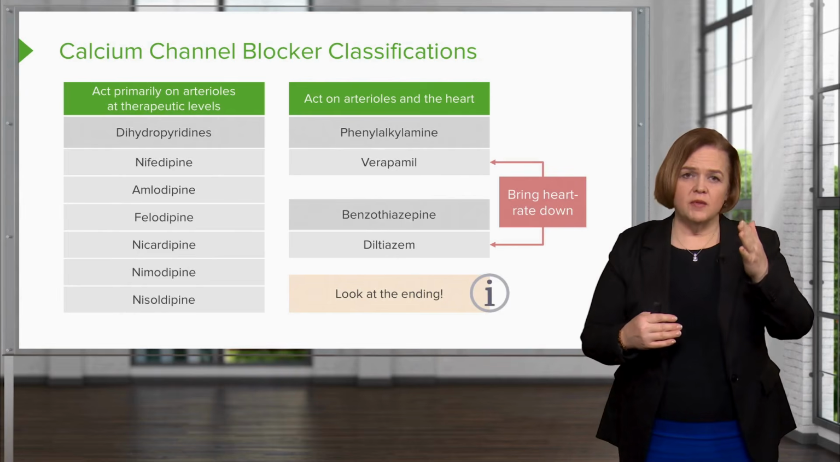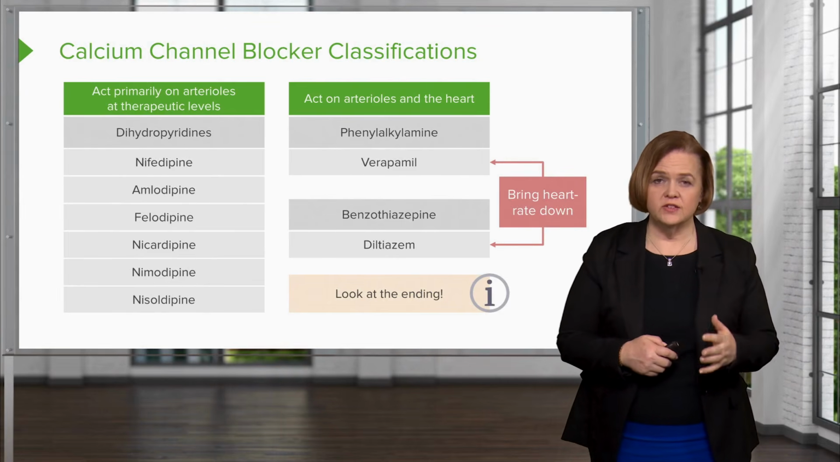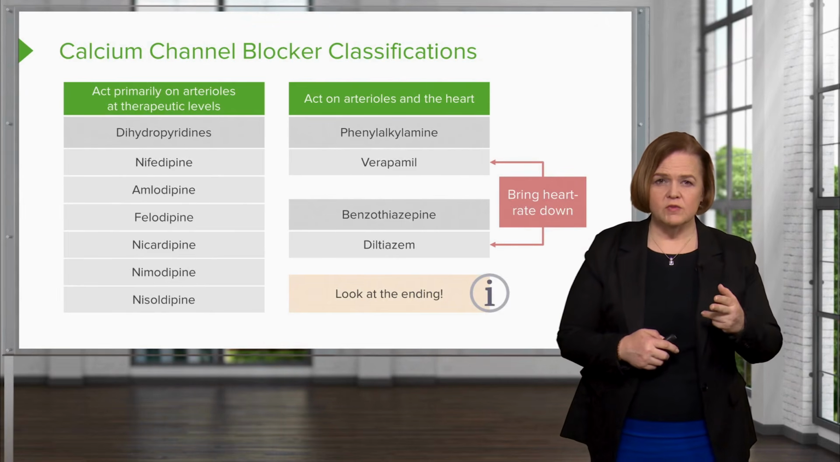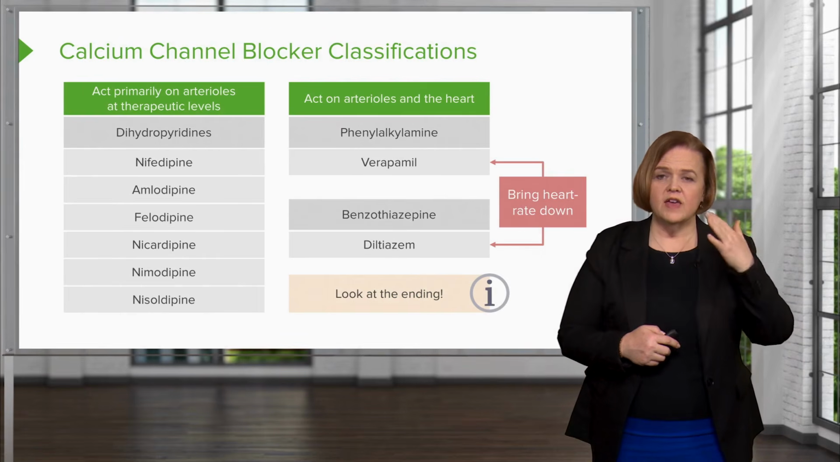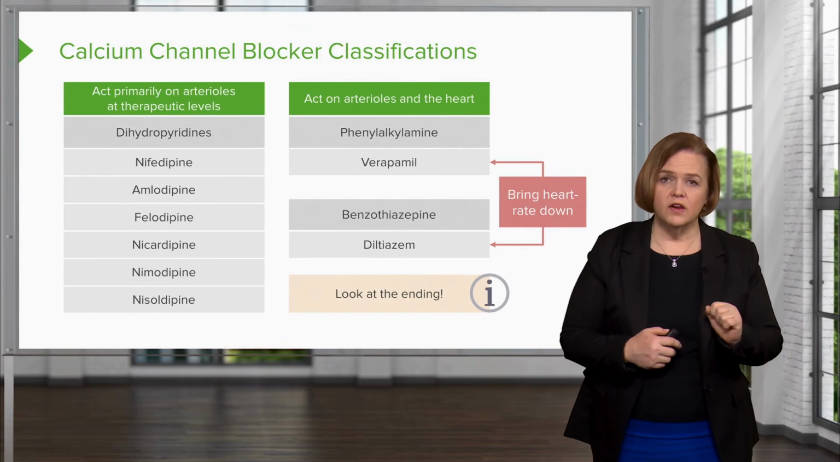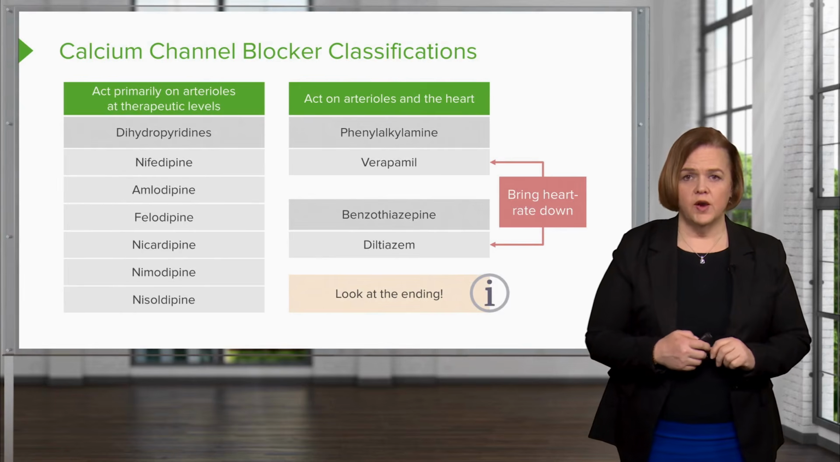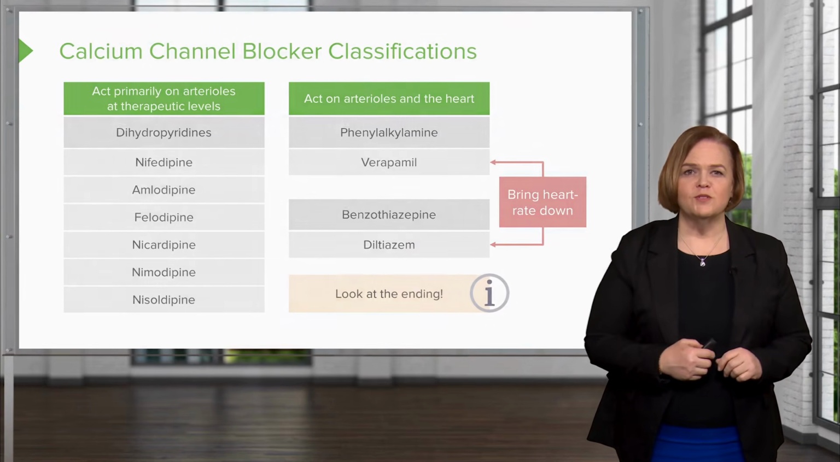You can't try and memorize every one of these drug names. It's just not doable. But you can remember, hey, I'm familiar with these drugs. They end in P-I-N-E. That will help me remember that they're primarily on the arteries, and the other drugs, verapamil and diltiazem, go after both.